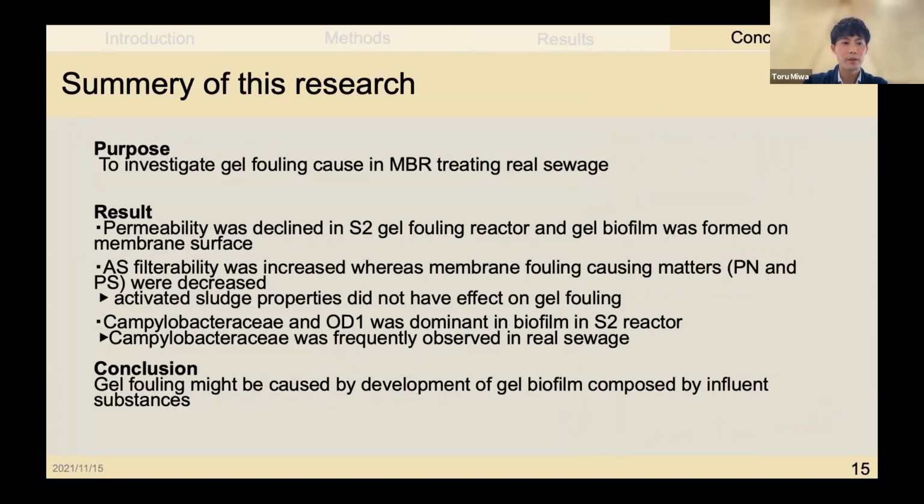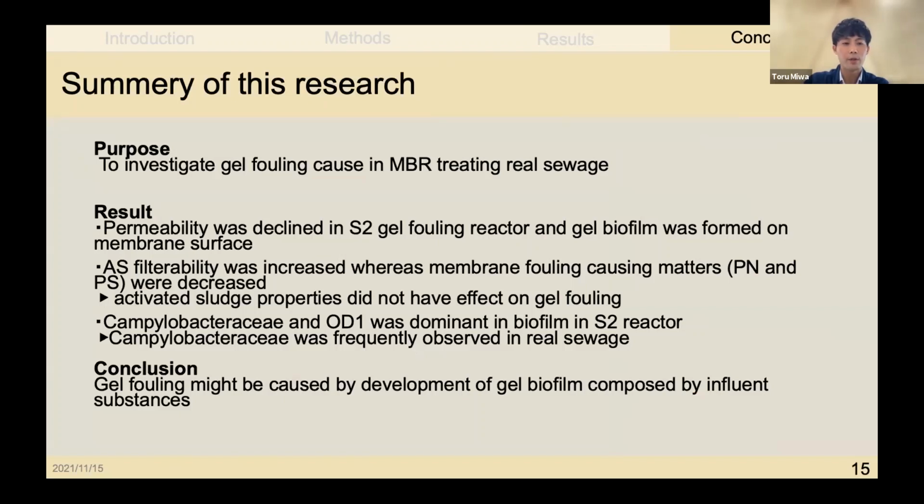So this is a summary of the research. The purpose: we investigated the cause of gel fouling using actual sewage, which was previously impossible. The result is that permeability declined in the S2 gel fouling reactor, and gel biofilm was formed on the membrane surface. Activated sludge filtrability was increased, whereas membrane fouling causing matters were decreased. Activated sludge properties did not have an effect on gel fouling.